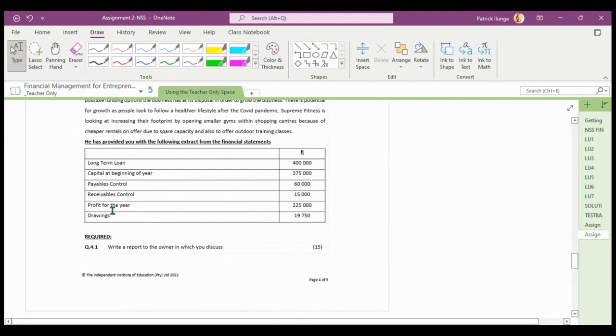You have the profit for the year. You can't ignore this. This profit goes somewhere. It's part of the equity. The drawing: are they just giving you a drawing to confuse you? No, it's for a reason, because if we draw from that profit, it's a minus, right? So it's pretty clear.